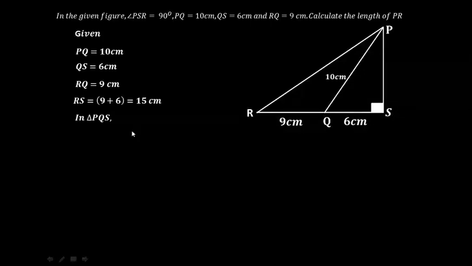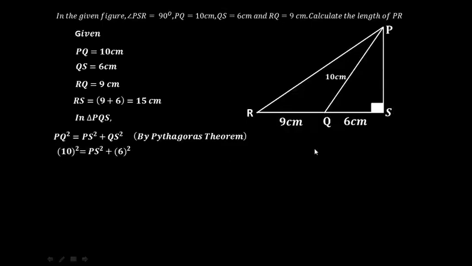So for that, I'll consider triangle PQS, this triangle. By Pythagoras theorem, PQ whole square is equal to PS square plus QS square. That means hypotenuse square is equal to perpendicular square plus base square. Now I'll put the values. PQ is 10, so 10 square is equal to PS square, because I need the value of PS, and QS is 6, so 6 square. 10 into 10 is 100, PS square remains the same, plus 6 6s are 36.